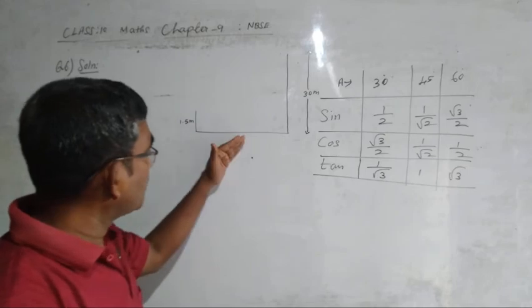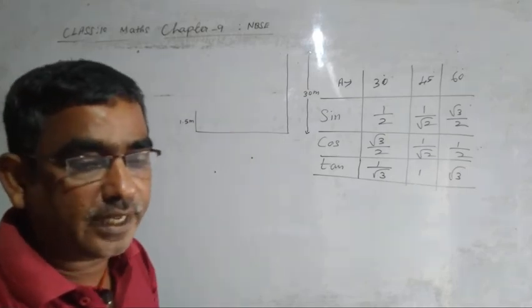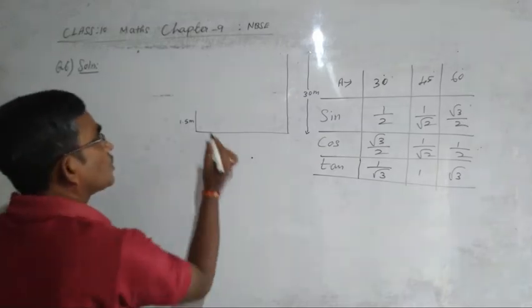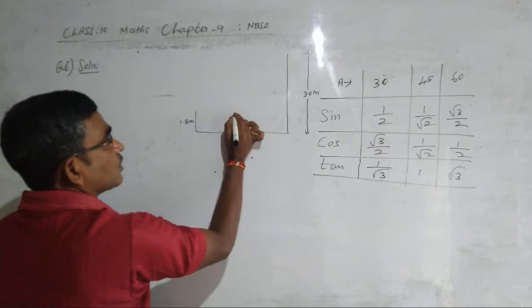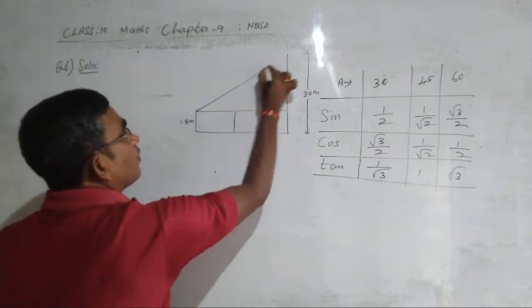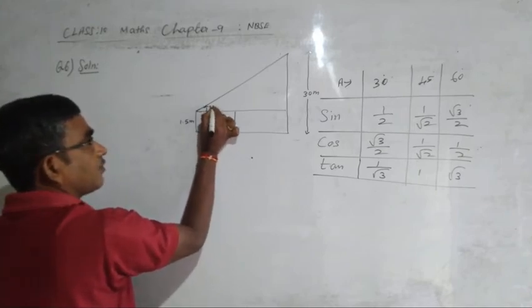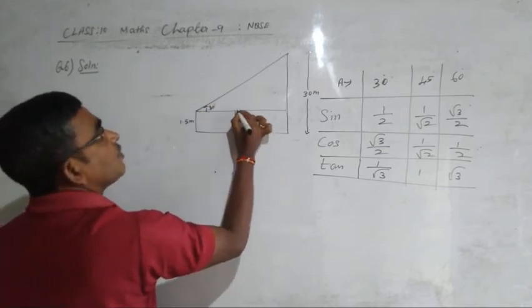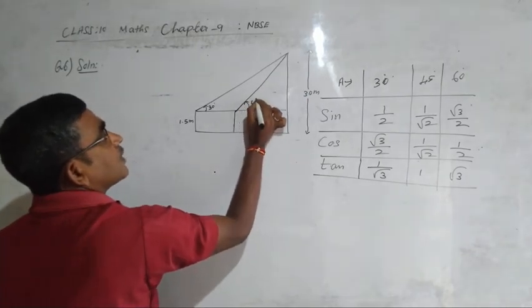As he walks towards the building, the angle of elevation changes from 30 degree to 60 degree. That's what the question talks about. So the boy is walking towards the building. When he comes to some other place, he has walked a distance. This is a horizontal line. The first time, the angle of elevation may be 30 degree. When he walks towards the building, the angle of elevation changes to 60 degree.